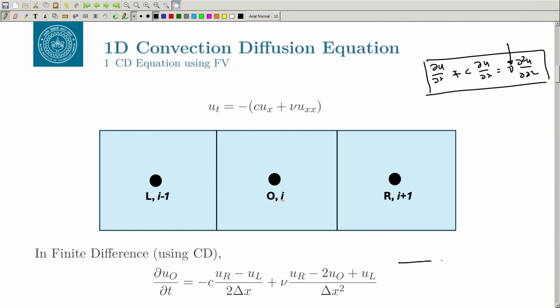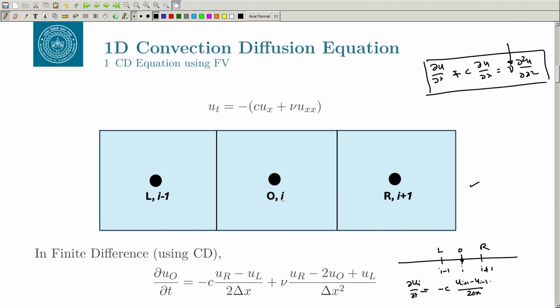Okay. So, you will make a grid. This is i plus 1, i minus 1, and let us say you want to write the solution here. Let me call this O. This i minus 1 is left of this, so I will call this left, and i plus 1 is the right of this, so I will call it right. So, without looking at the cell center here or the cells here, you can just write the finite difference scheme, which is, let us say, del u i by del t, because we are doing it at i, is equal to minus c times (u i plus 1 minus u i minus 1) by 2 delta x.